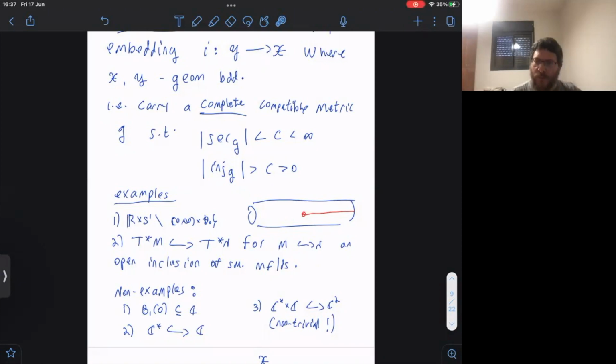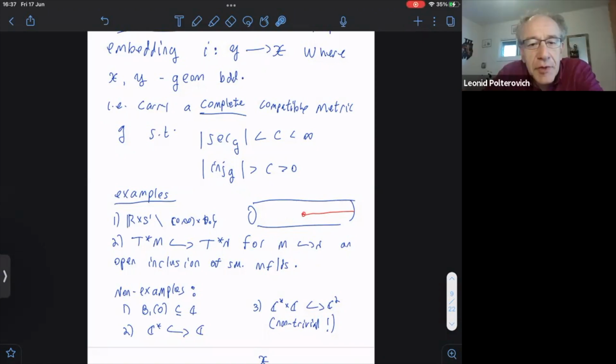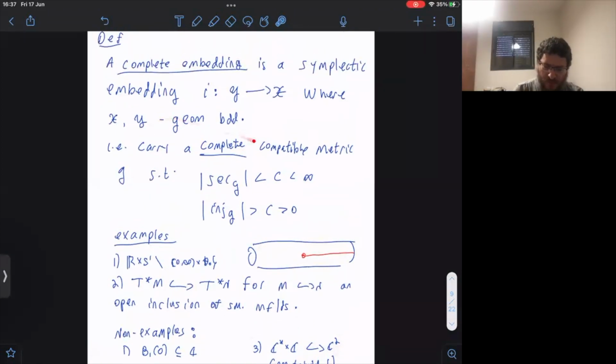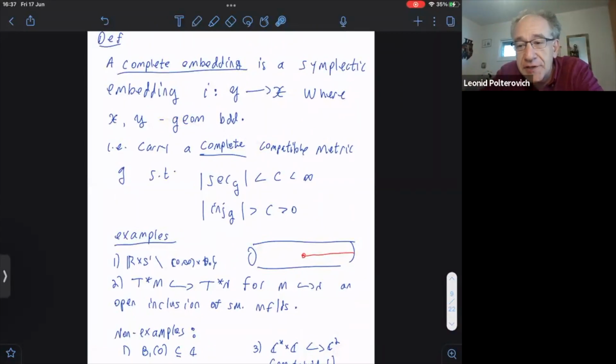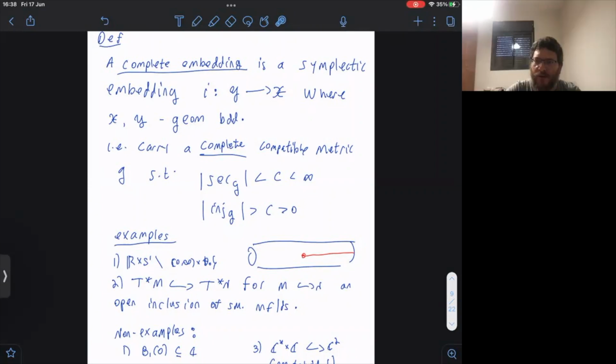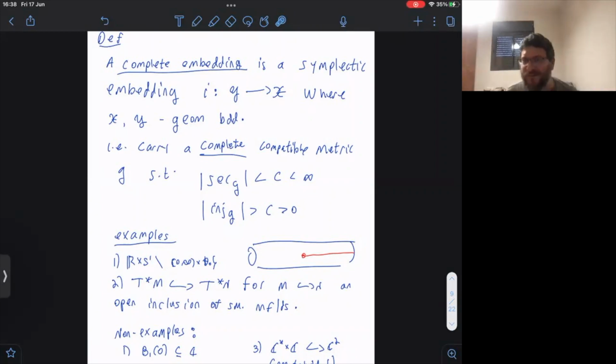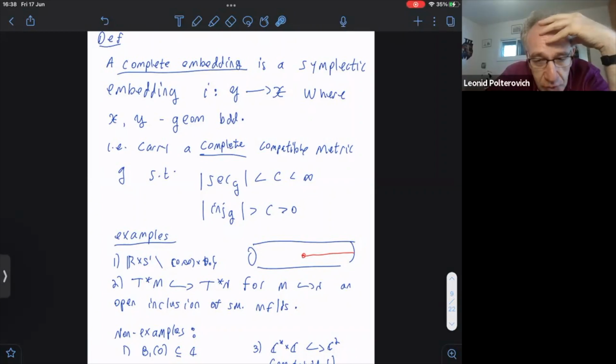So I've given you, yes. Is there a question? Yeah, so I'm confused actually. Did you define complete embedding already? Yes. This is the definition. It is just embedding one manifold into another, and they're separately geometrically bounded. Yeah. And there's no relation between the metrics? No relation, except that both are compatible with respect to a symplectic form. Of course.